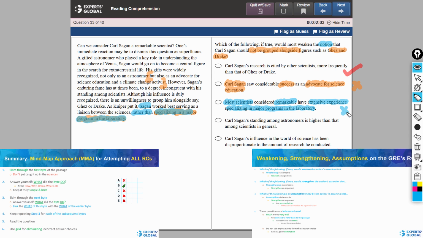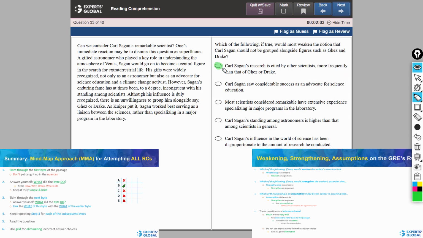This should be eliminated. That the standing of our scientist is higher among astronomers does not help the fact that his standing among scientists in general was still weak, and therefore this answer choice fails to weaken the notion under discussion. That the influence of our scientist in the world of science has been disproportionate to the amount of research he conducted is just operational detail. This has no impact on the notion under discussion. Therefore, this answer choice is also incorrect.